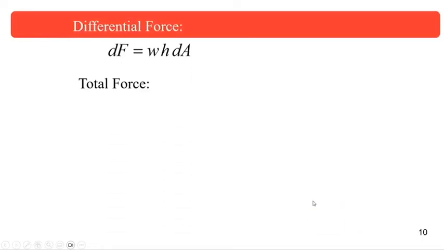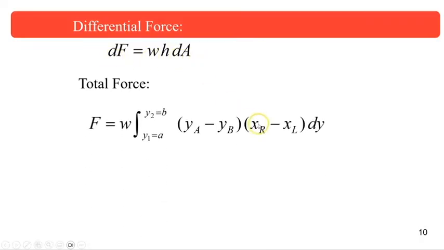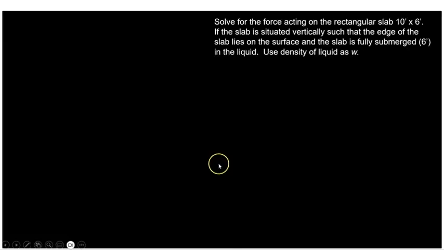But in integral calculus, more often than not, we will be dealing with differential force, meaning the area is not always equal and the force is not always constant. Therefore, dF is equal to WH dA. The total force would then be the integral from A to B of (y_a minus y_b), or x right minus x left, I'll show this to you later on, times dy, multiplied by the constant, which is the density.